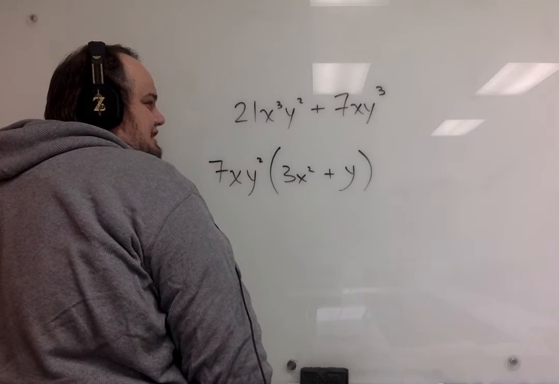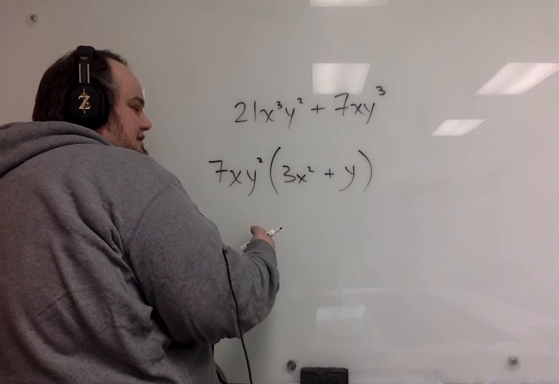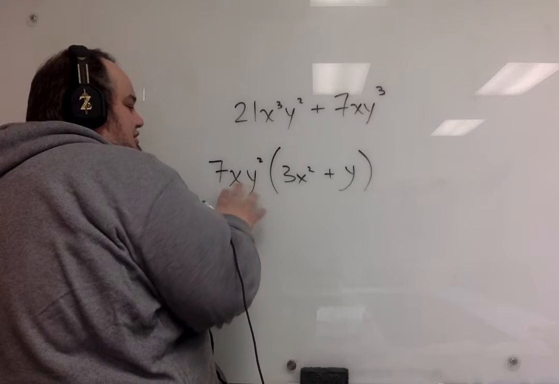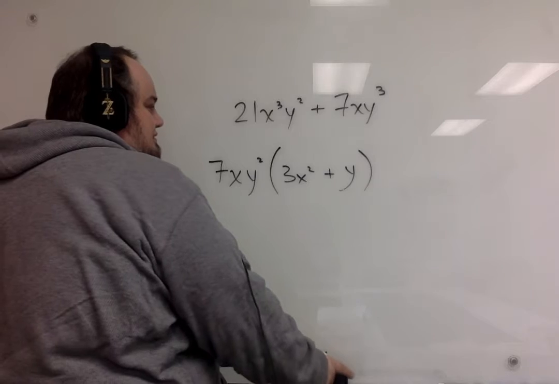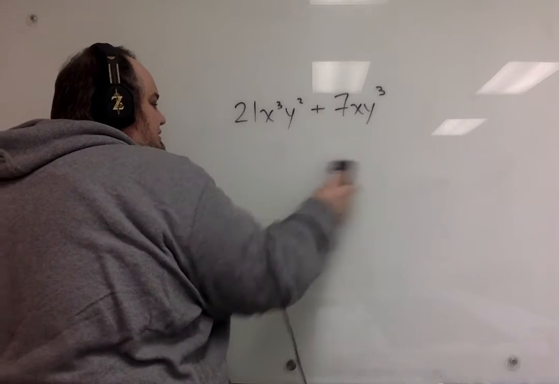Alright, so you can see this is kind of the opposite of the distributive property, and you can use the distributive property to check and make sure you got it correct. Let's try another one.